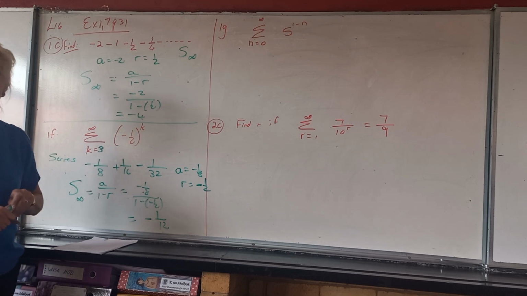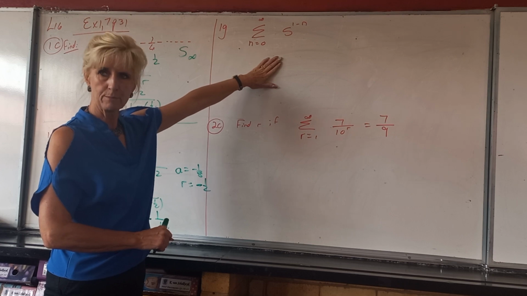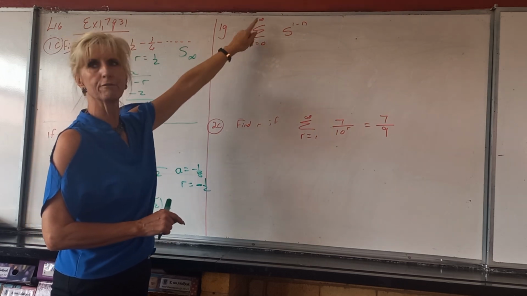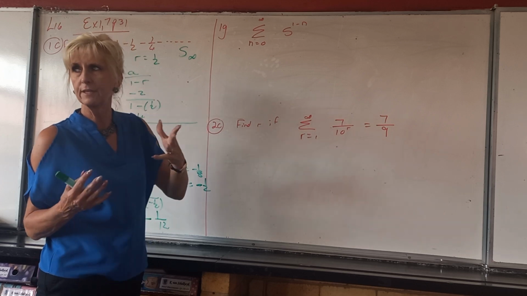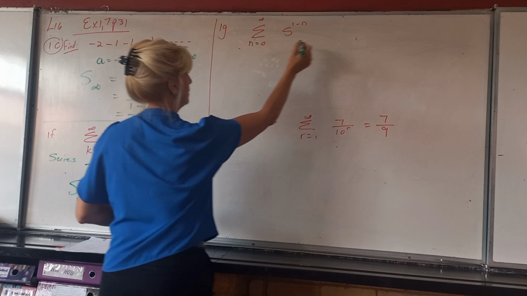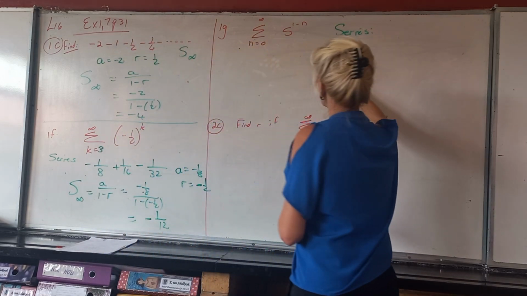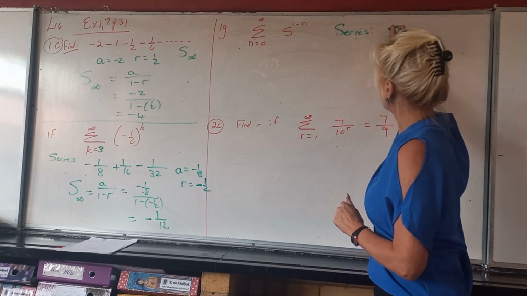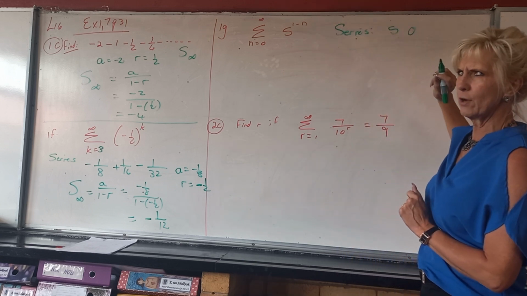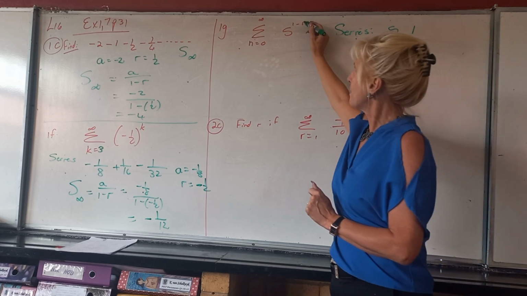Next one also says, find this. So I'm saying find sum to infinity. Are there less or more numbers from 0 to infinity? No, it's still infinity. First thing you write down is your series. What does your series look like? 5 to the power 0, so that's just 5. Then you go 1, then it's 1. How come 1? Because there's the power 0 there.